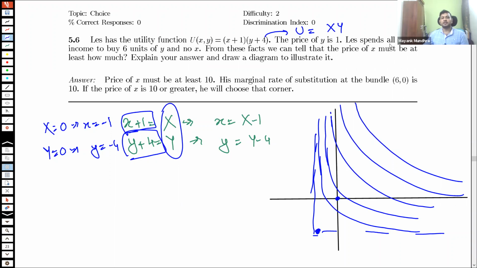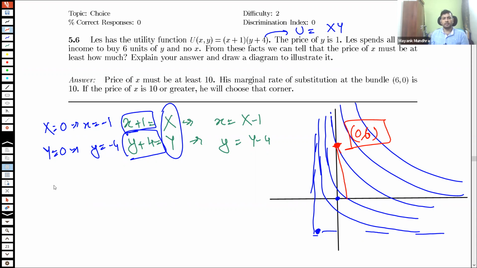Les spends all of his income to buy 6 units of Y and no X. So he's consuming at a point like this, 0, 6. So his budget line should be something like this, or even steeper. Okay, so first of all, I want to find the MRS at this point 0, 6. What is going to be the slope at 0, 6? So you can just use this case to find the slope.